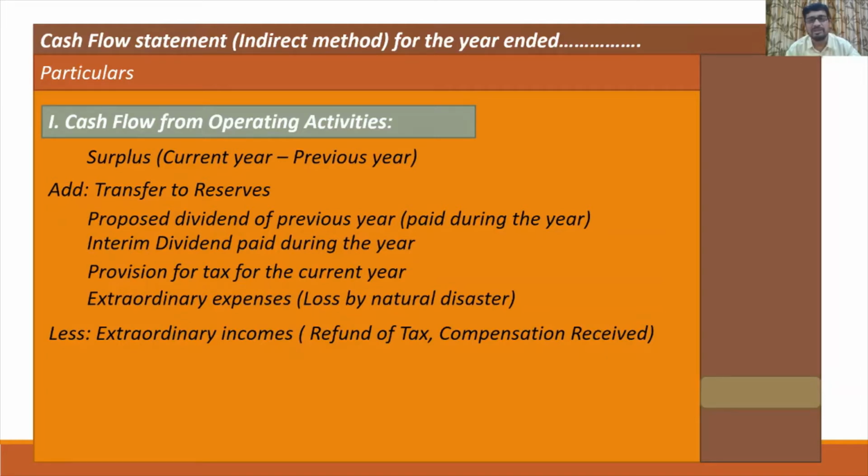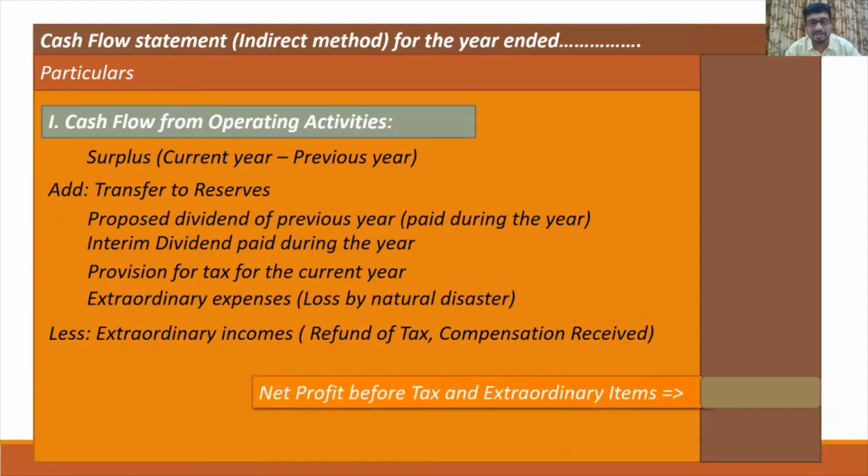If there is any extraordinary income, it is subtracted here and added back at the end of this operating activity. Children, this is the first stage, net profit before tax and extraordinary item. You need to first calculate net profit before tax and extraordinary item. The beginning is more important. If the beginning is clear, if you understand the beginning, then you can easily solve the cash flow statement. So under cash flow from operating activity, remember children, this is the first step, first stage.